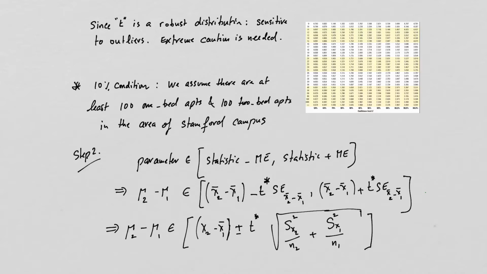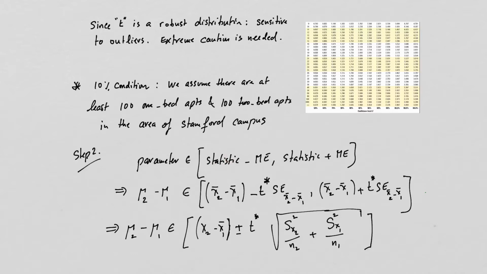So step 2, we're going to do the calculation, which is always the easiest thing for students to do. Just remember the skeleton, or the blueprints. The parameter is captured by this interval. What is the interval? It is my statistic minus the margin of error, and then statistic plus the margin of error. Notice that the statistic is always in the center.